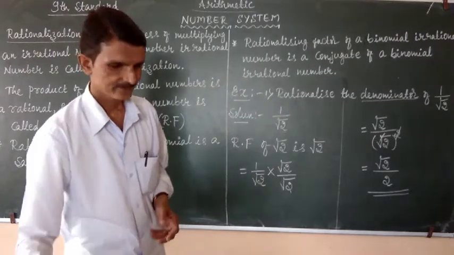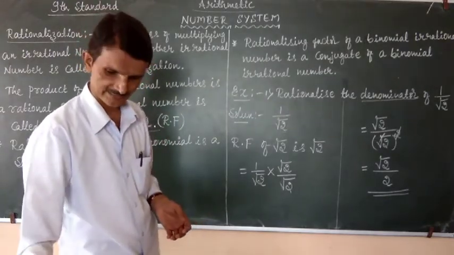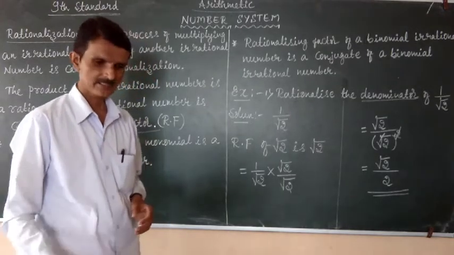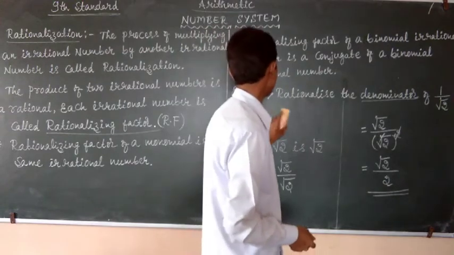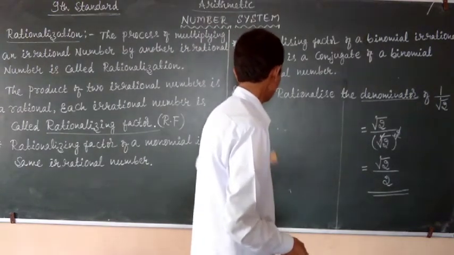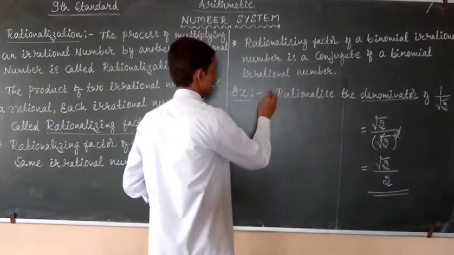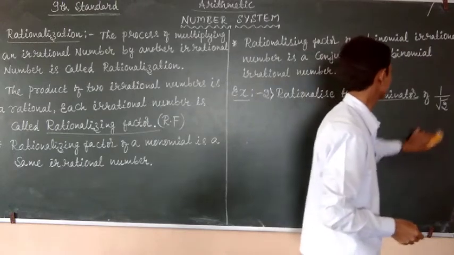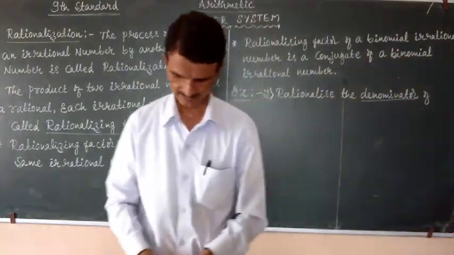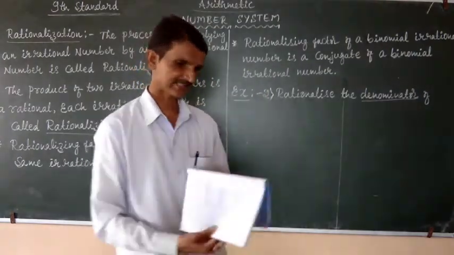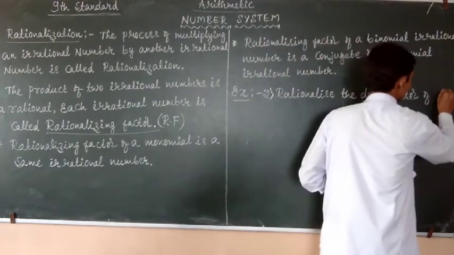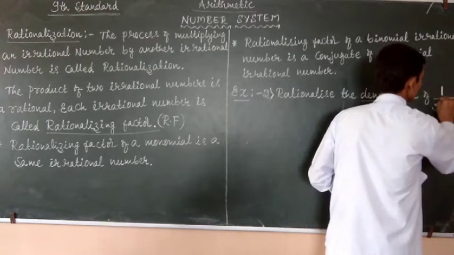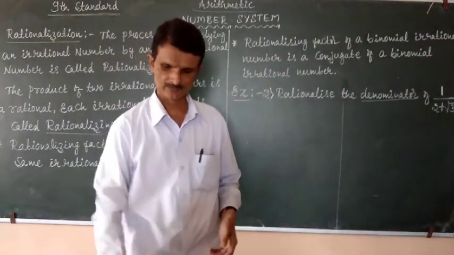Now students, we shall see rationalizing the denominator by a binomial irrational number. The next problem, the second one: rationalize the denominator of 1 by 2 plus root 3.